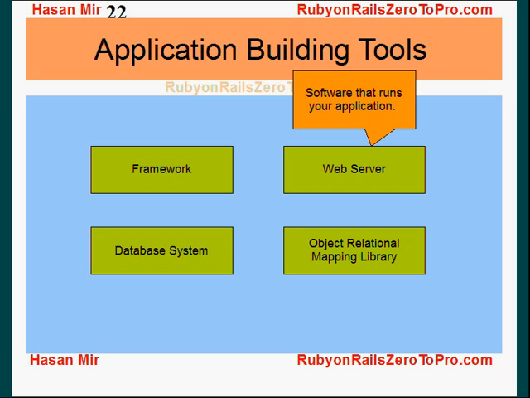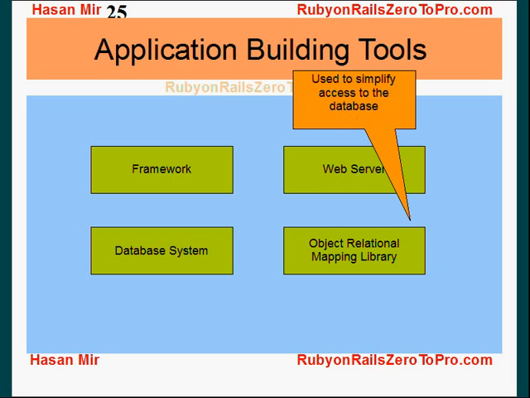Let's talk about a web server. Web server is simply a software that runs your application. It listens to the request from client's browser and sends the web pages back to the browser, both static and dynamic. Dynamic web pages are created on the fly based on some scripting language, in this case Ruby language.